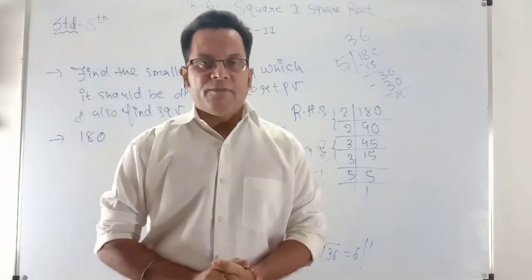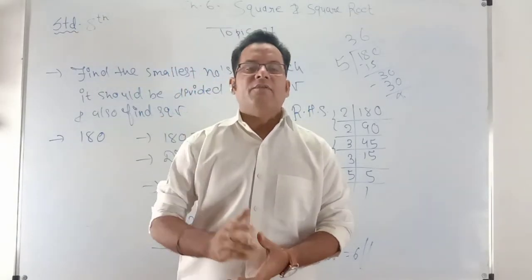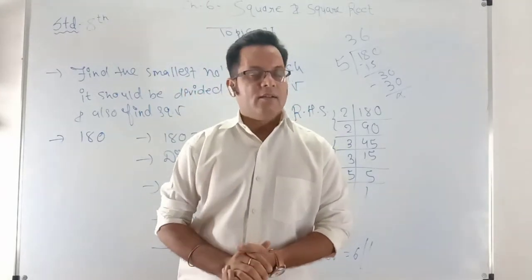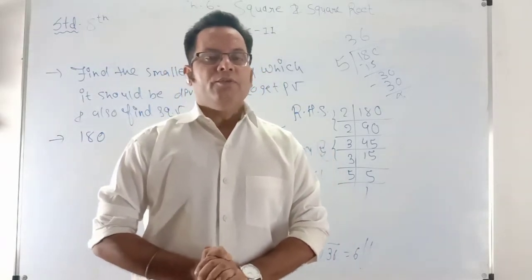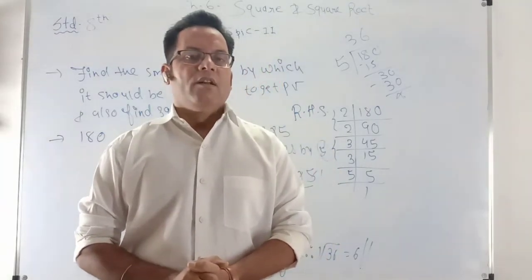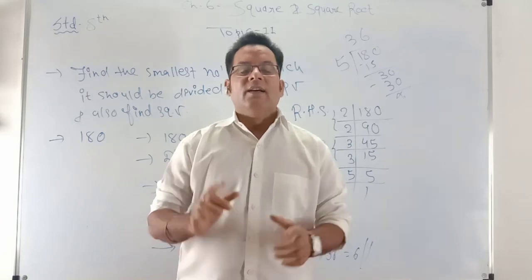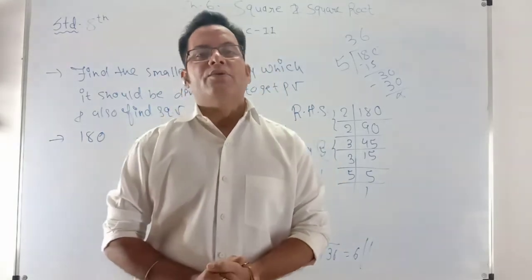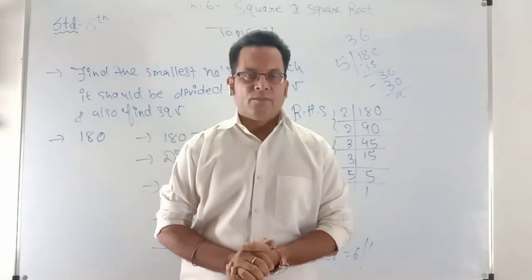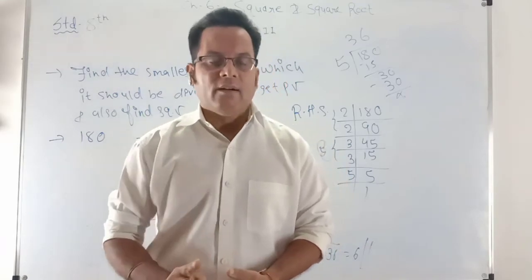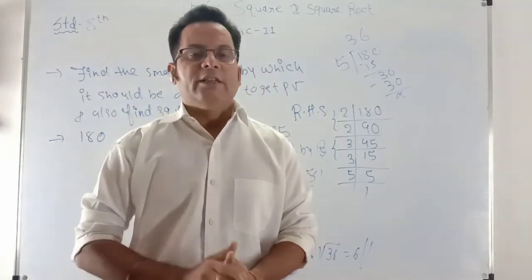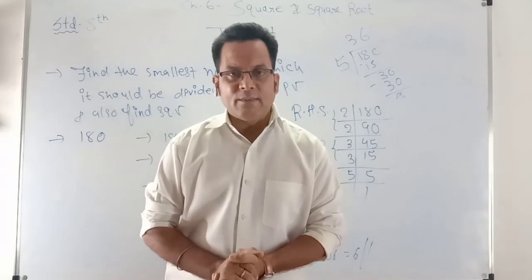Then we went for how to find the square root. In that we completed the methods. First one, the prime factorization method, in which you have to use prime numbers to find the square root. Then after that we went for the repeated subtraction method. In the repeated subtraction method, you have to subtract odd numbers one by one till you get 0. Then we went for the long division method.